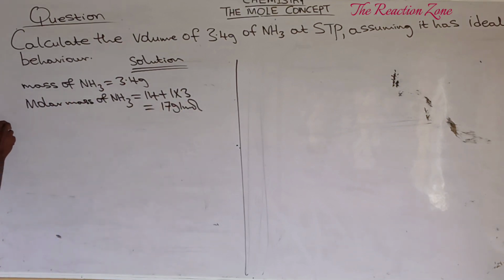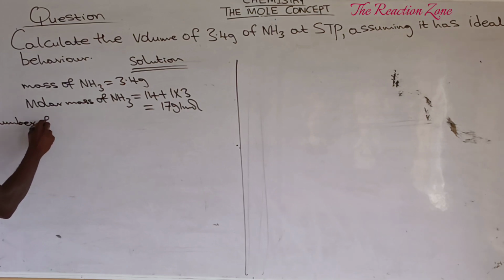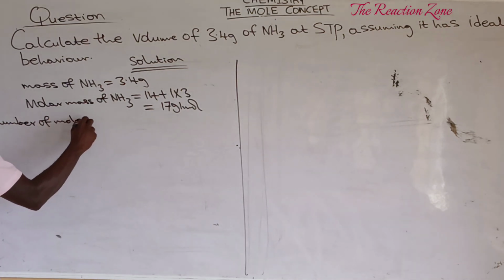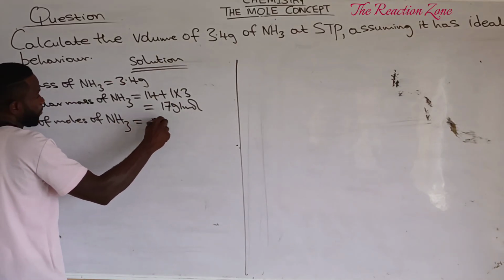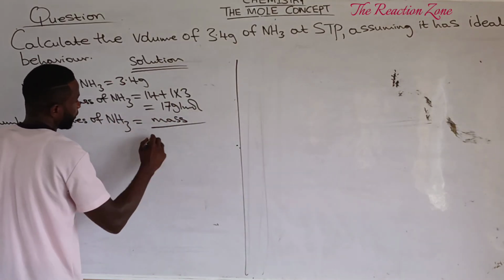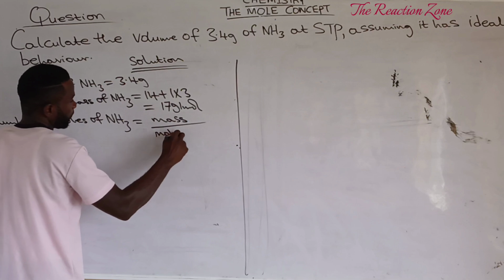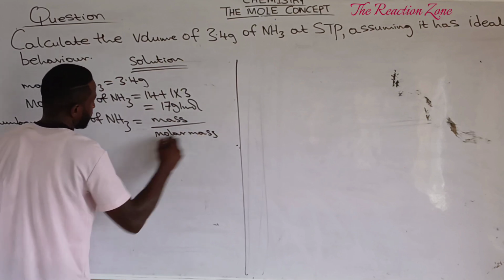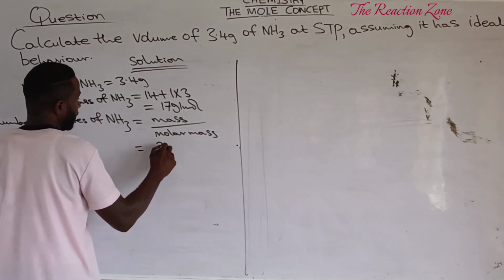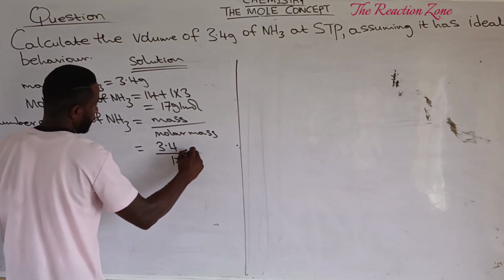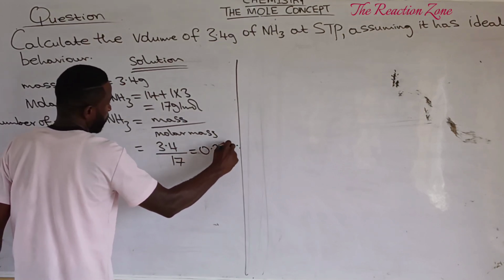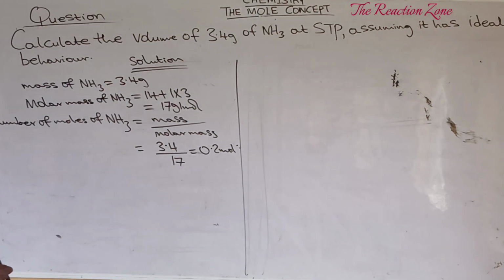Now, the number of moles of ammonia is simply the mass of ammonia over its molar mass. That is 3.4 grams over 17, and this will give us 0.2 mole.